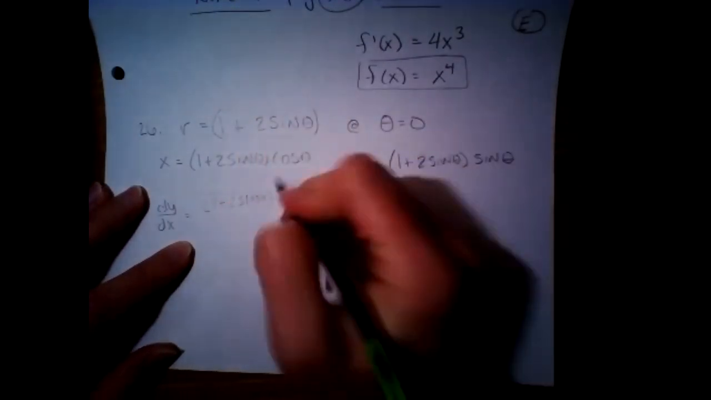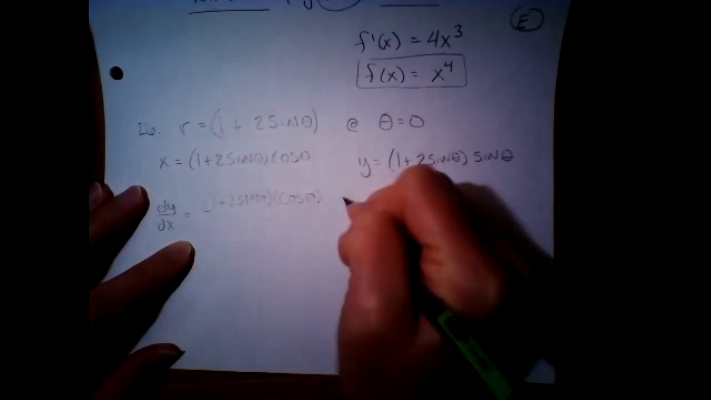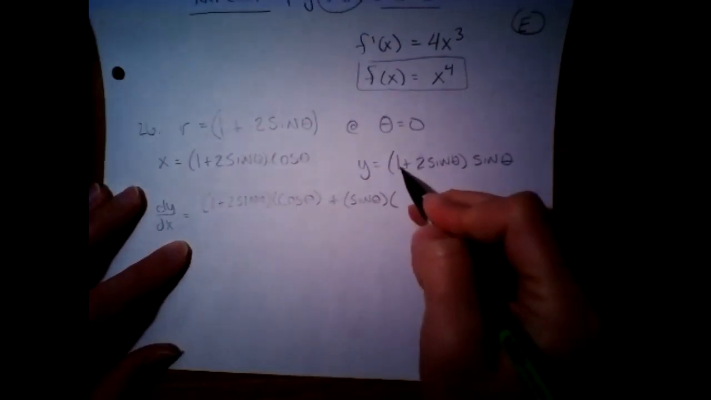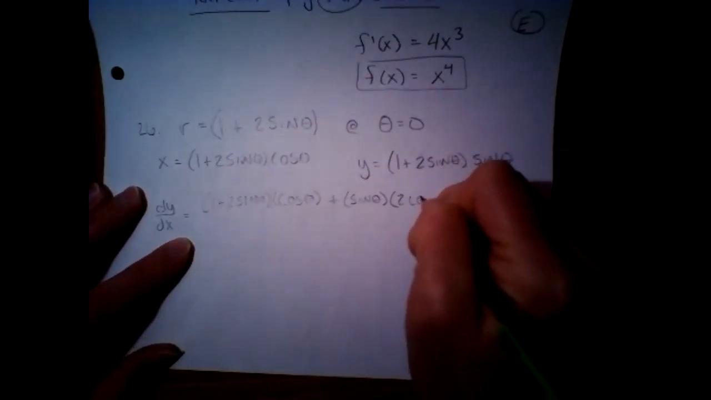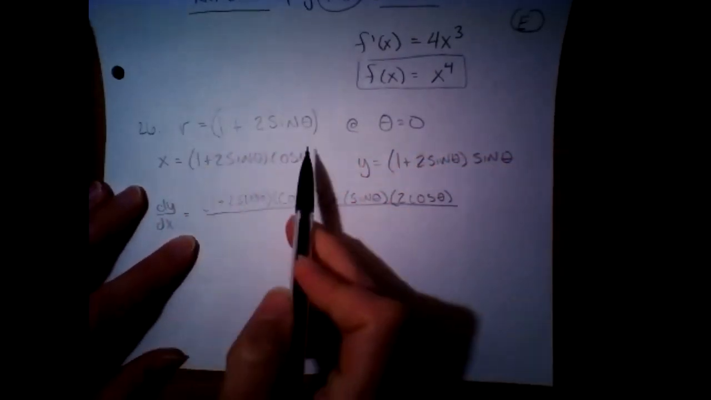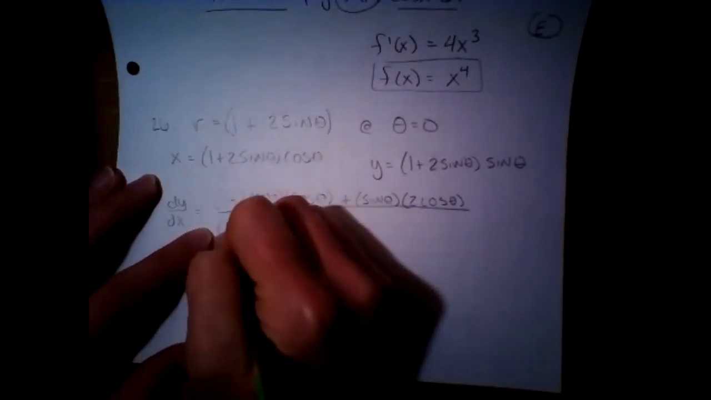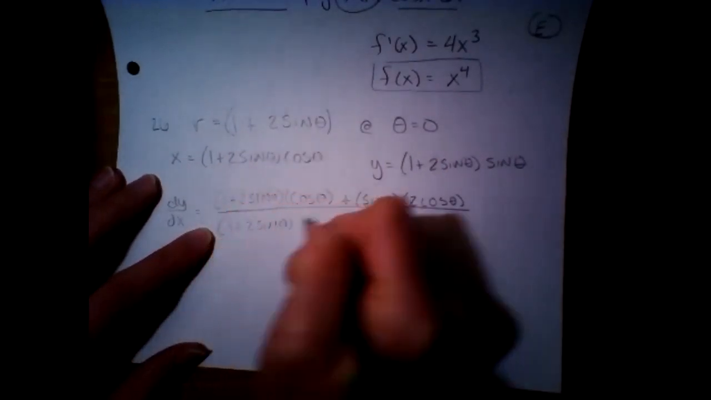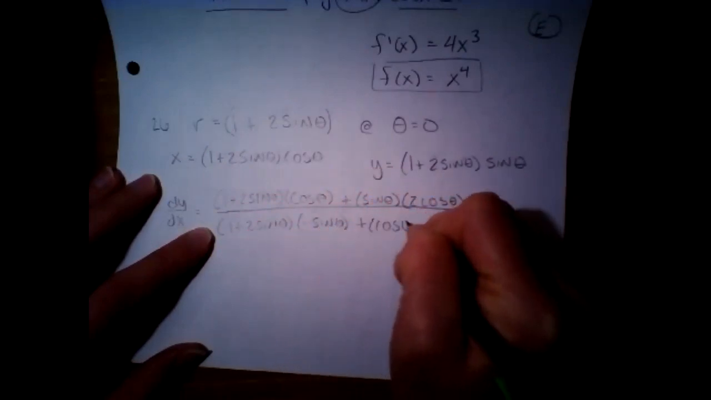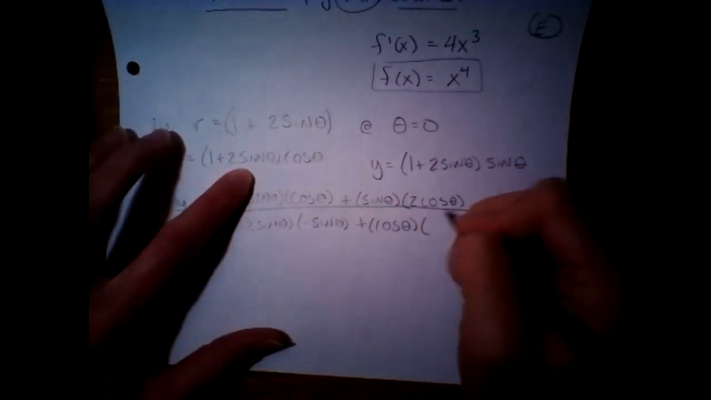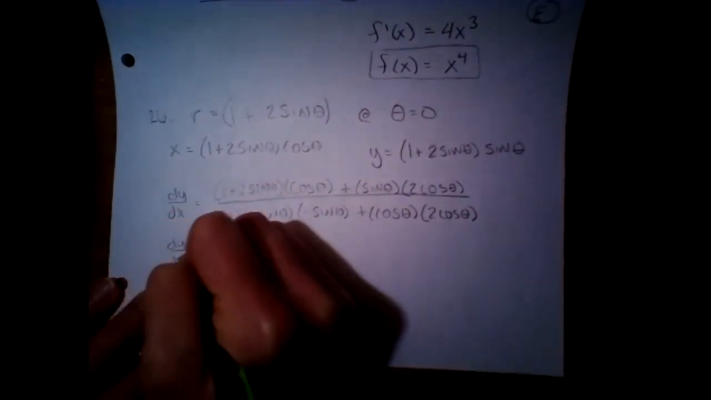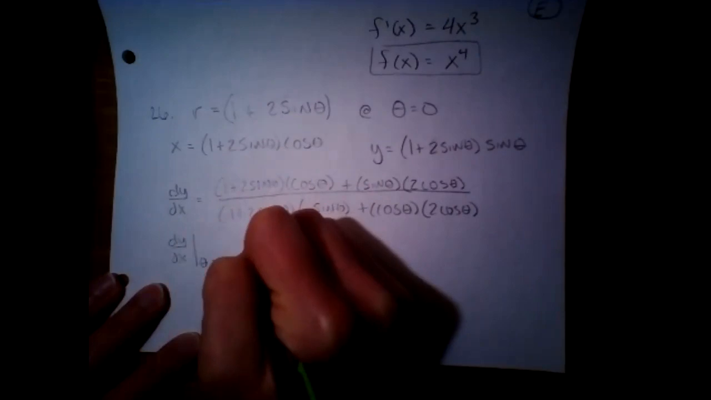So first times derivative of the second, derivative of sine will be cosine, plus the second, so sine of theta, times derivative of the first, which will be 2 cosine theta. There's that product rule. And then now we're going to do this one. So again, it's a product rule. So first times derivative of the second, which is negative sine, plus the second times derivative of the first, which again is 2 cosine theta. And so we want to evaluate this where theta is 0.